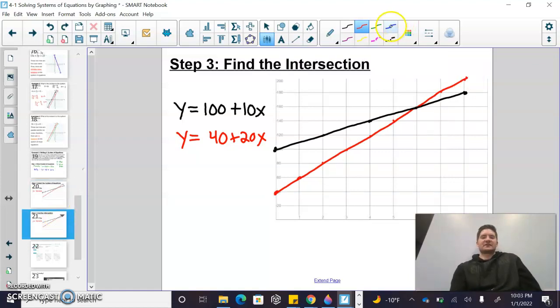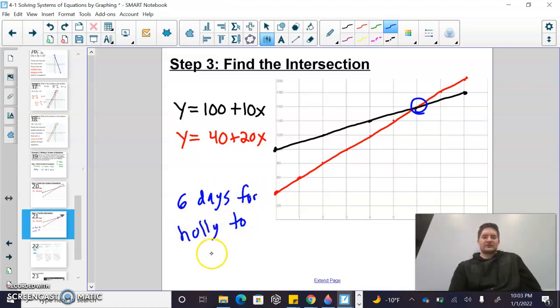Step 3, find the intersection. So this is where these two lines cross. Now the question asks, when does Holly catch up with Monisha? We go down here, and it will take 6 days for Holly to catch up. That's how many days it would take for her to catch up.